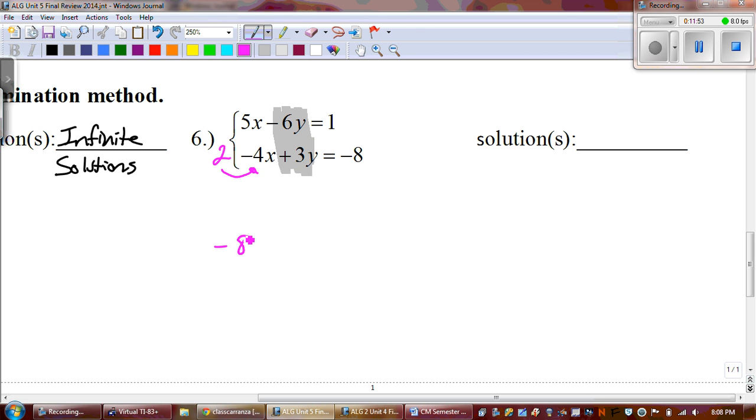We have -8x plus 6y equals -16. So I'm just going to double check. 2 times -4 is -8. 2 times 3 is 6. And 2 times -8 gives us -16. Our top equation stays the same. 5x minus 6y equals 1.